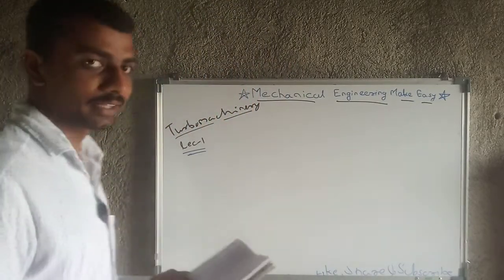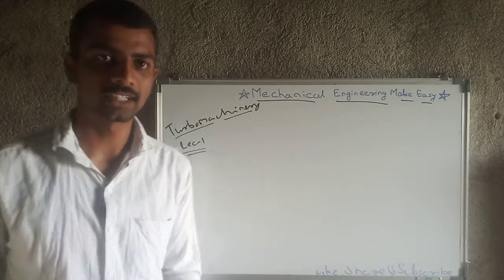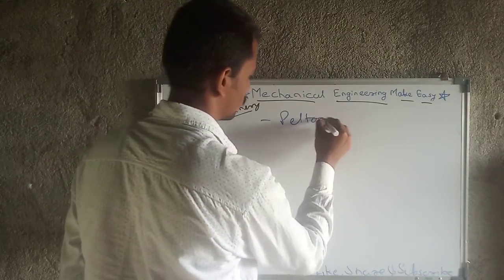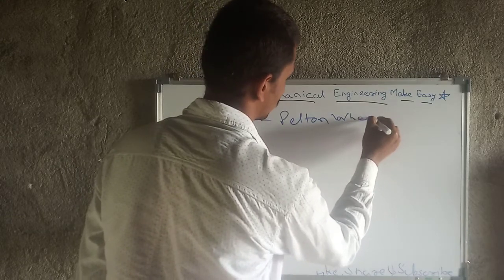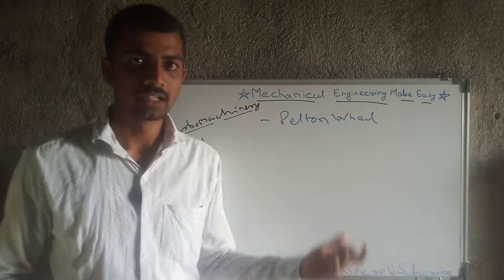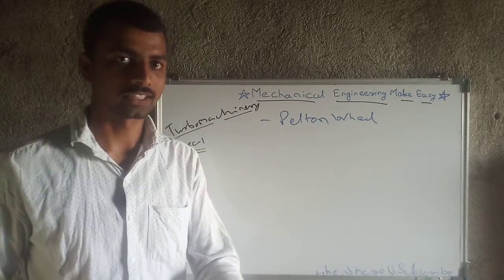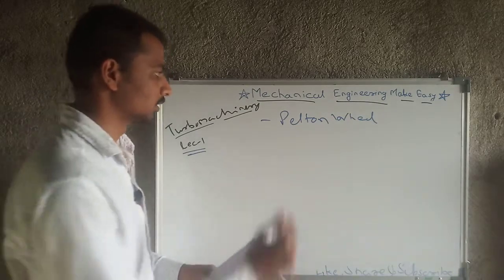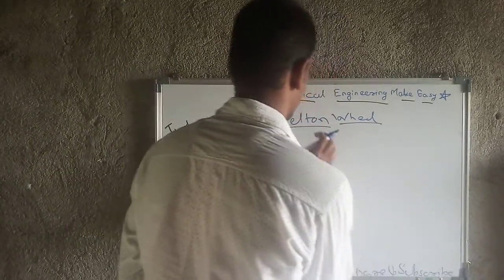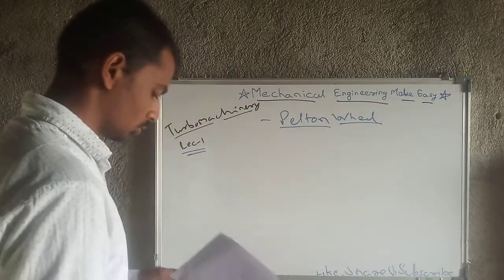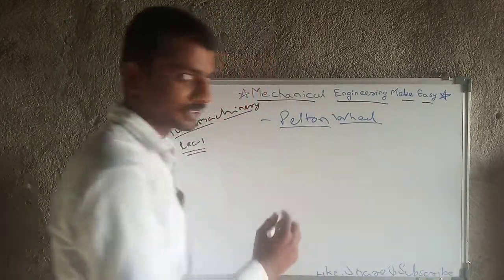Next point, and that is a very big point, that is the Pelton wheel. Turbines have a number of types, like simple turbine, then reaction turbine, or otherwise the axial flow turbine, and so on. But this is the simplest form of turbine, that is the Pelton wheel. Okay, so I will draw the cross section of the bucket.